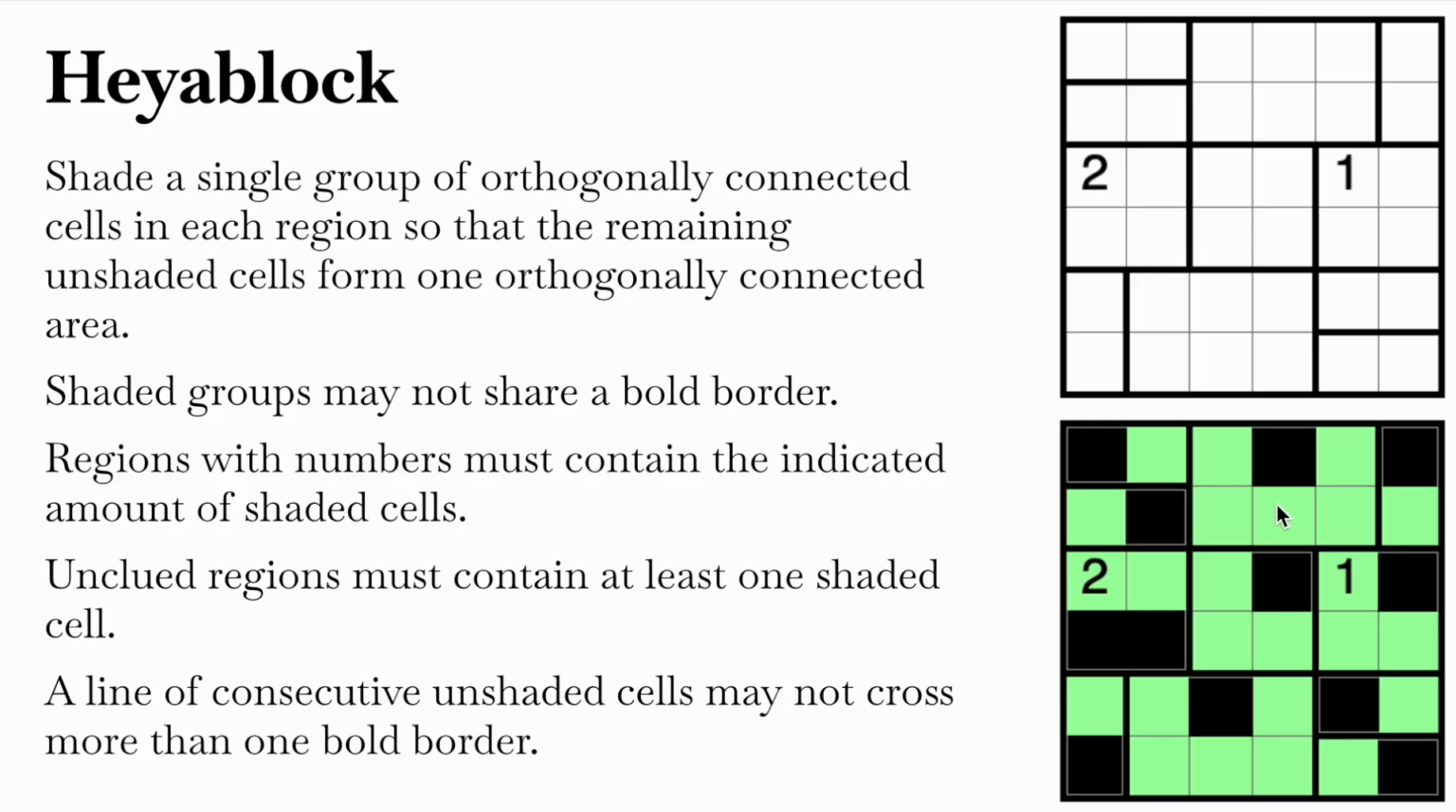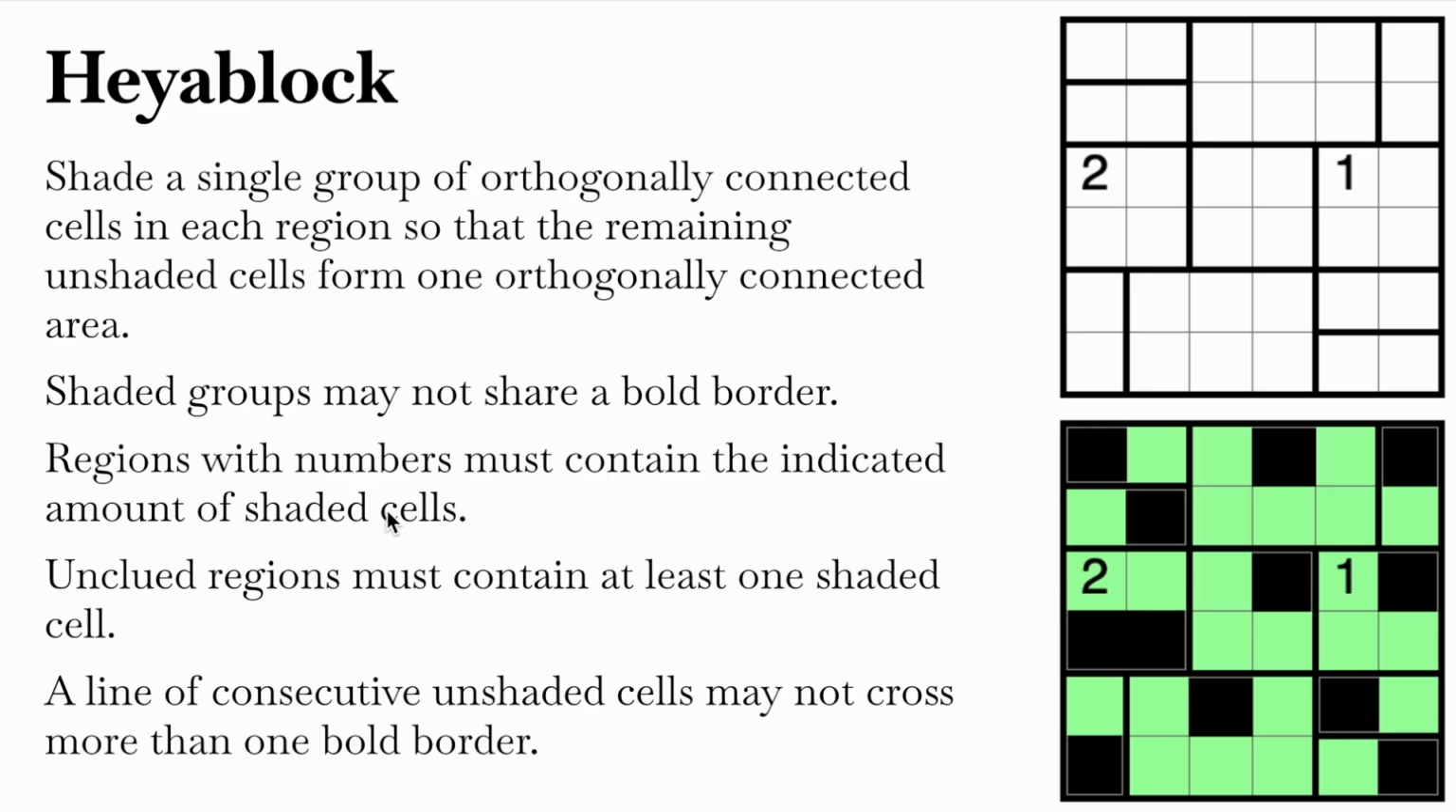And all of the unshaded cells need to be contiguous, so you can get to any of them from any of the others by traveling horizontally and vertically. Shaded groups may not share a bold border. So once we have a shaded cell that is touching a border, like here, for example, the cell on the other side of that border is necessarily unshaded. Regions with numbers must contain the indicated amount of shaded cells. So this has to be a size 2 region of shaded cells in there.